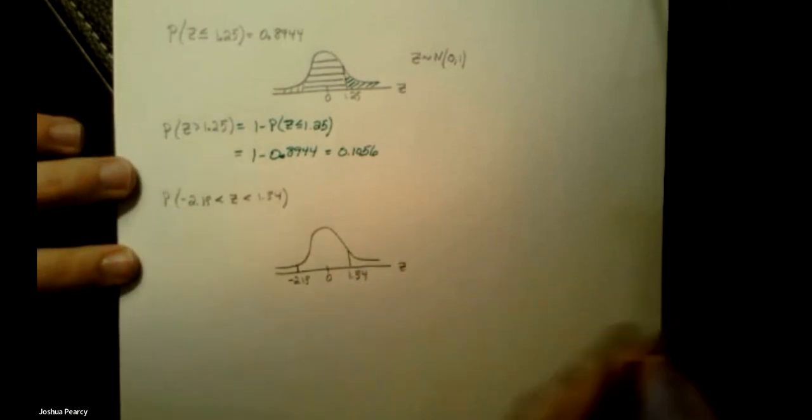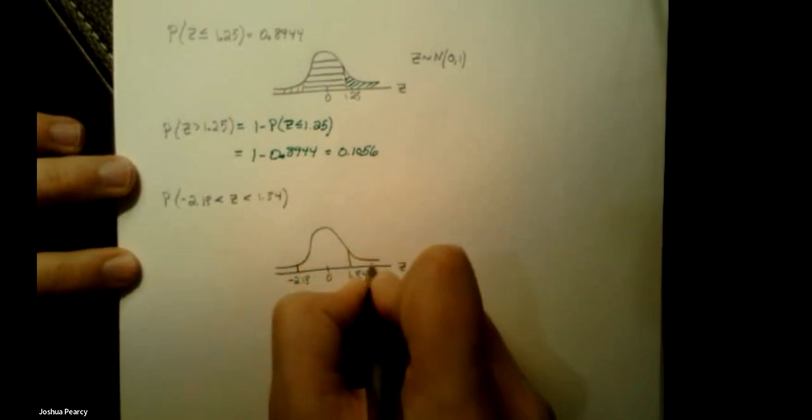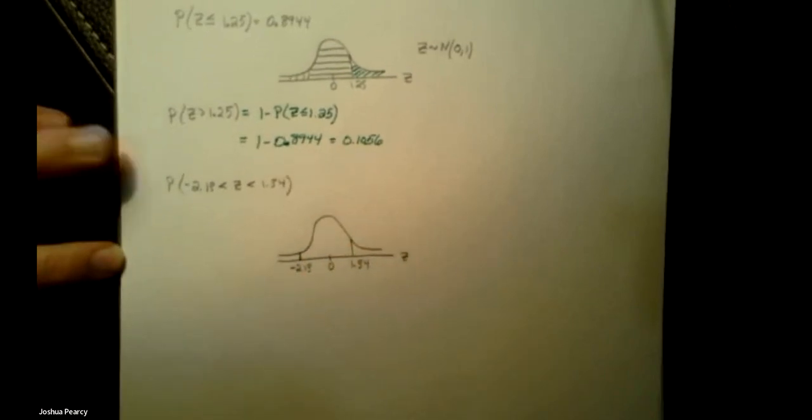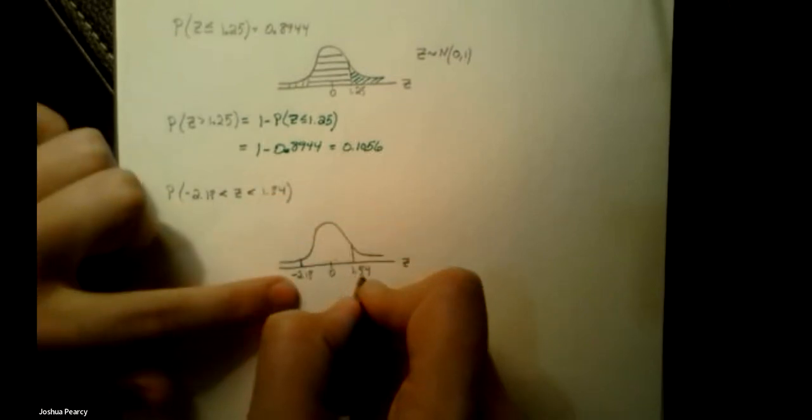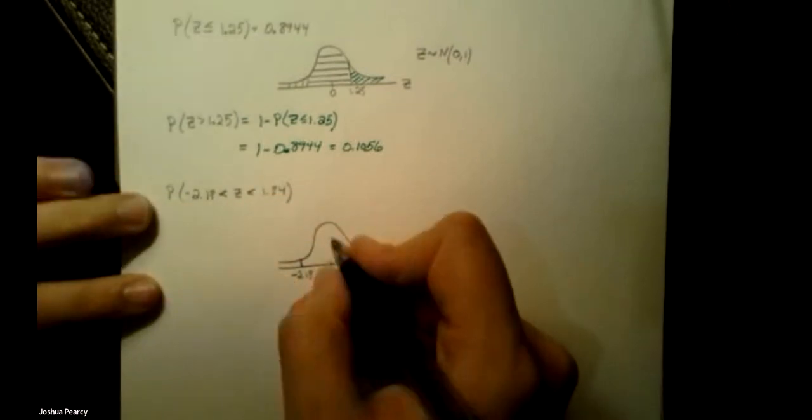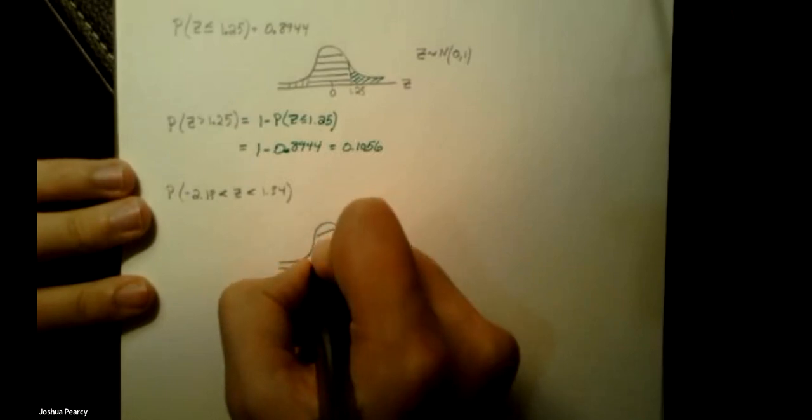And which area do we want? We want the area in the left, the middle, or the right. What do you think? Yeah, the middle. In this case, I'm saying find the probability of getting a z-score in between these two. So since it's in between, I want this middle area here.